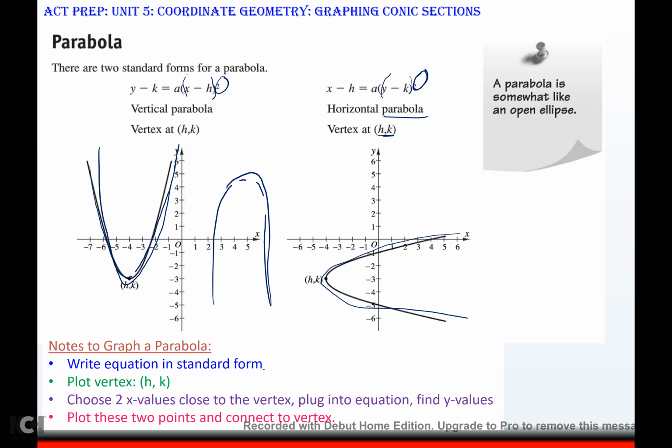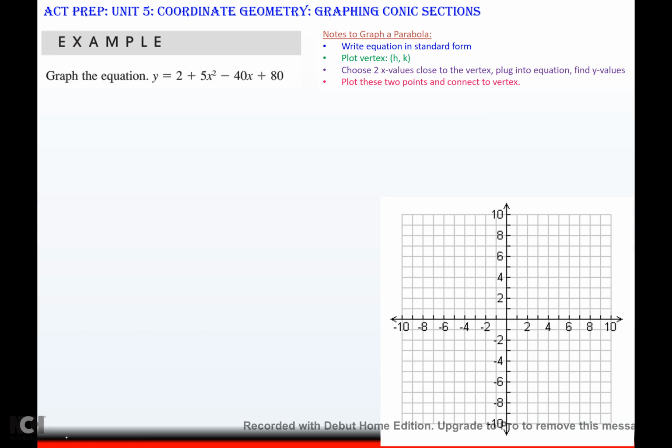So to graph a parabola, you're going to write your equation in standard form, plot your vertex, which is h comma k, then choose 2 x values close to the vertex, plug them in, find the y's, plot the points, and connect to the vertex. So it says graph this equation. Well, first of all, x is squared, I can tell, so I need it to look like y minus k equals a parentheses x minus h squared. The first thing I notice is I'm going to move this constant. You could have combined 80 and 2 and then tried to factor, but they set it up so that it's easy to make it look like this.